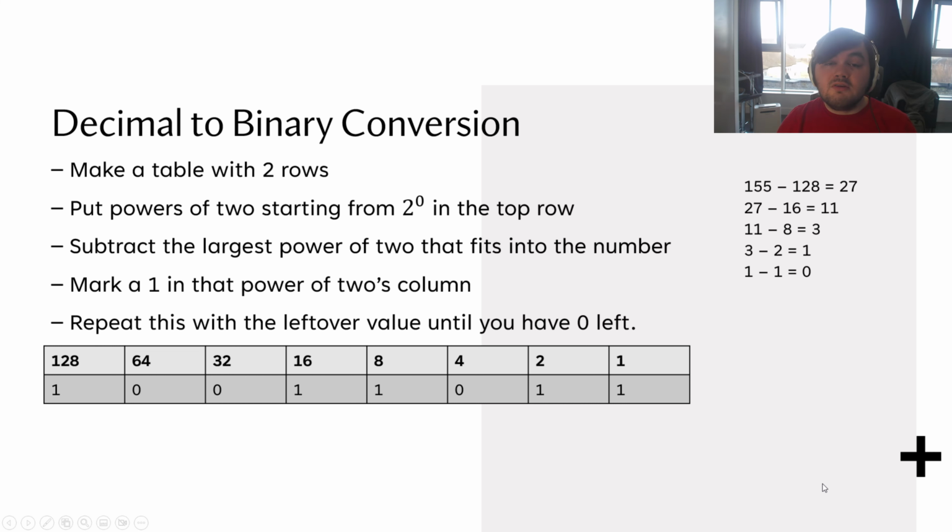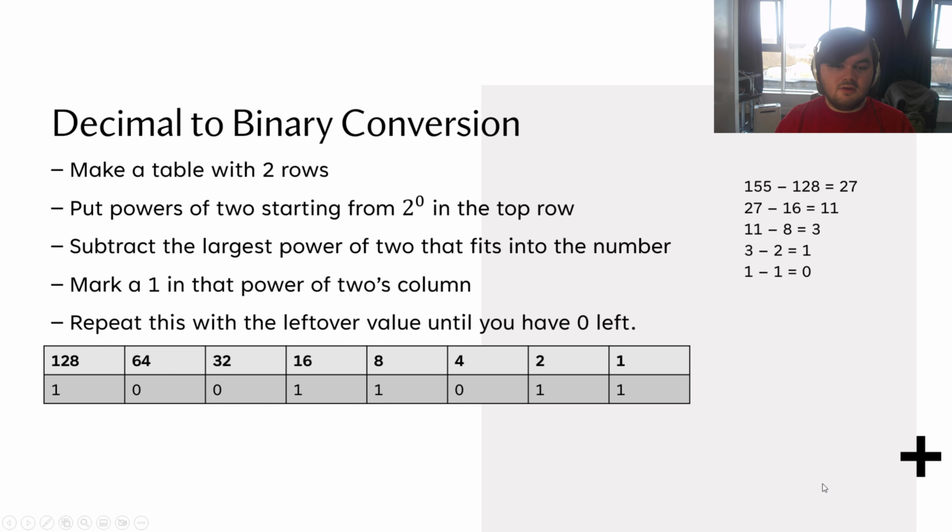So we're left with 27 now. The next biggest number we can subtract from that would be 16. So we subtract 16, we end up with 11, and we put a 1 in the 16 column. Then we put a 1 in the 8, the 2, and the 1 column because we can subtract those, as you can see on screen. And then fill in zeros for everything that we did not put a 1 in.